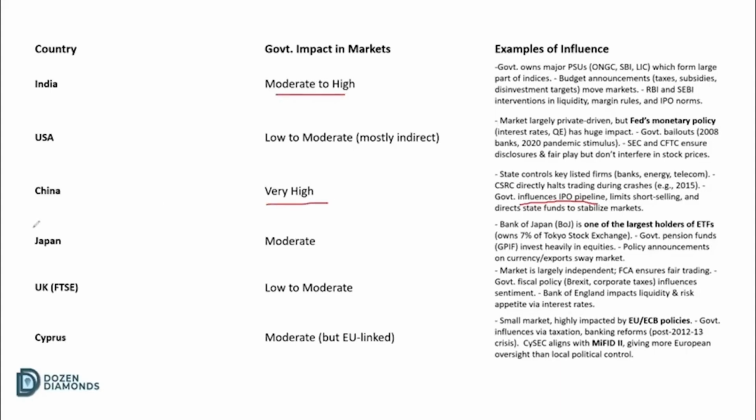Now let's talk about the US. Anything that happens in the US has mostly an indirect impact on the markets, apart from the tariffs and everything. But if I consider the Fed's monetary policy, which sets the interest rates, its impact is huge. As for government bailouts, during the 2008 crash or the 2020 pandemic, the SEC and CFTC ensured that all trading remains fair, and they don't interfere with stock prices the way others do.